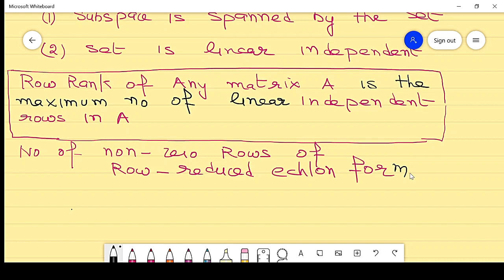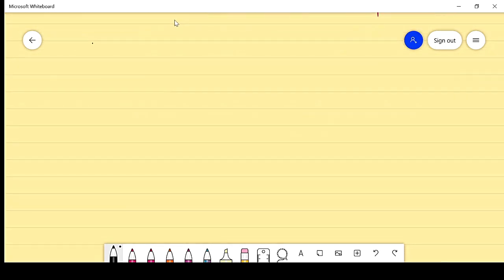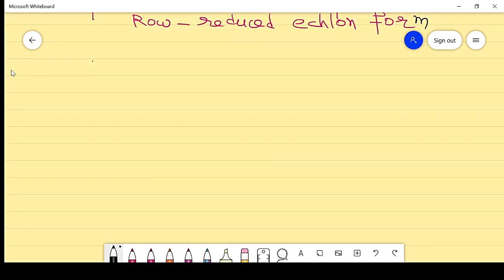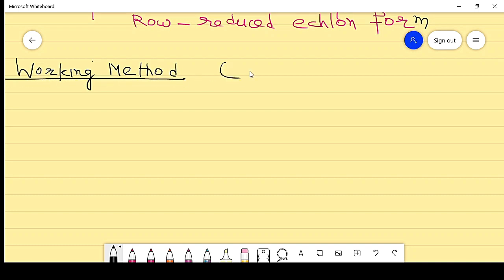Now, what is the working method to find the row rank? So now we are going for a practical application. What is the working method to find the row rank? Similarly in case of column rank, so no difference. So just understand in case of row.